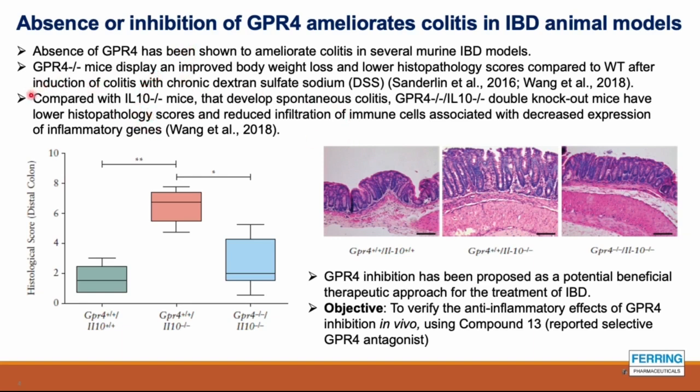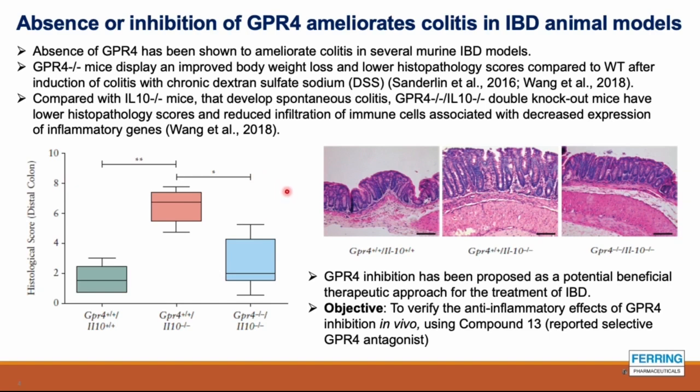But more specifically, in IL-10 knockout mice, those mice developed spontaneous colitis, which is highlighted here by a high histological score in the IL-10 knockout mice, and also highlighted by the pictures on the right. Compared to those IL-10 knockout mice, the double knockout mice, GPR4 IL-10 knockout, seem to be protected from the development of severe colitis, which you can see here in the much lower histological score in those double knockout mice. So it was proposed that GPR4 inhibition would be a valid therapeutic approach for the treatment of IBD.